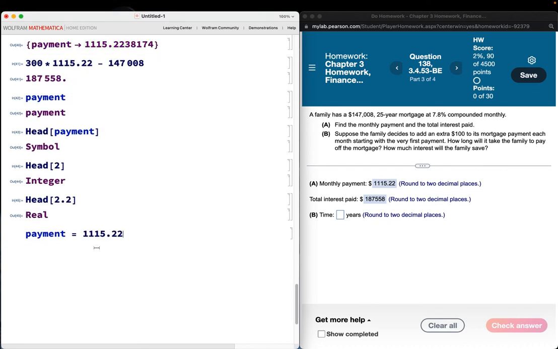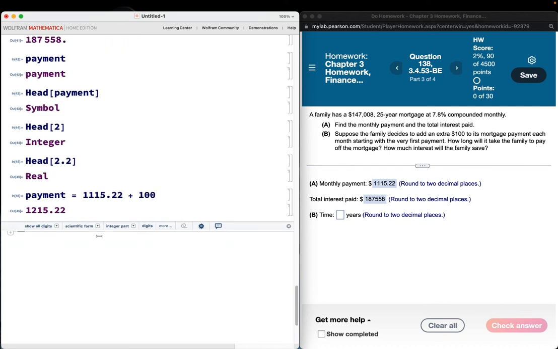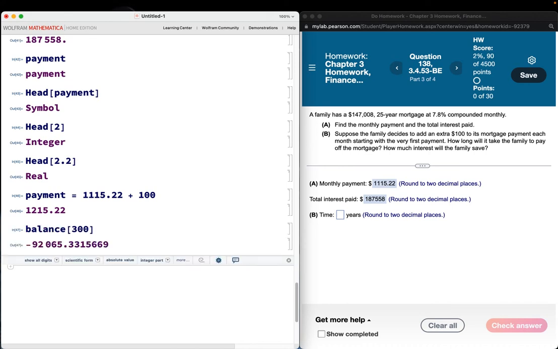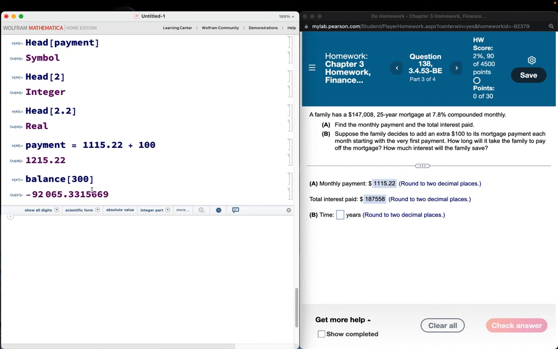Excuse me. 2 decimal places, but we're adding $100. We're adding $100 because we're paying $100 more every month. Okay, so I'm paying $1,215.22, which means for 300 months, the bank or the savings and loan or the lender, the insurance company, whoever gave me the money for the mortgage, they owe me $92,065.33. Okay, so the question is, when is this going to reach 0?